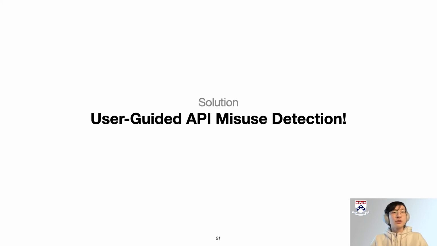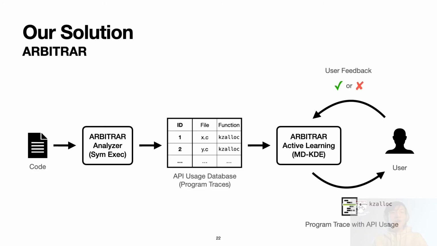So we propose our solution, user-guided API misuse detection. Our solution, ARBITRAR, is an interactive tool for finding API misuse bugs. It operates in a 2-phase mode. The first one is analysis, and that phase produces API usage databases containing a lot of program traces around the API. And secondly, we enter a user interaction phase that allows users to participate and find API misuse bugs.